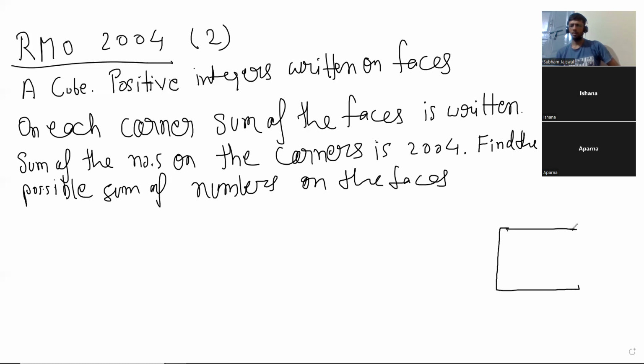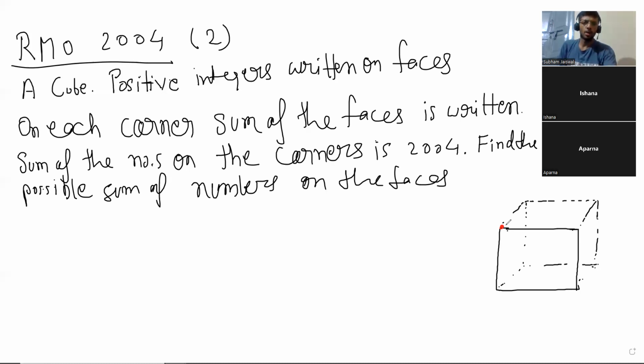So think, if the question is not clear, tell me. Sir, in each vertex, the numbers of 3 faces will be written, right? Yes, because for each corner, each vertex, 3 faces are meeting there, right? Okay, I suppose that is clear. You can see in your room also 3 faces.